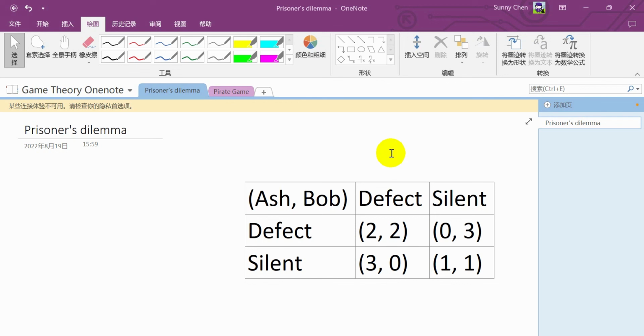Hello, I'm Charles, a grade 9 IB student, and I'm very interested in game theory. I would like to show you a few scenarios from game theory.